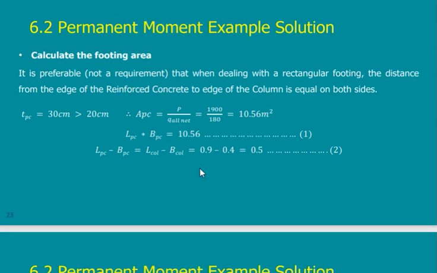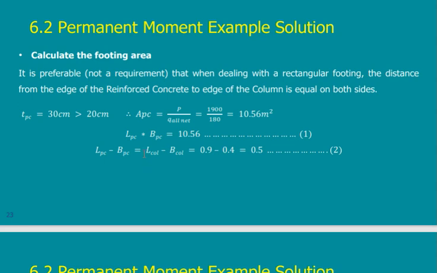Then, using the geotechnical code, I divide the working load by the allowable stress of the soil. I get the required area. So my required area here is 10.56. 10.56 is the length by the breadth of the footing. Then I will have two equations. The first equation: length by breadth is equal to the area. This is the first one.